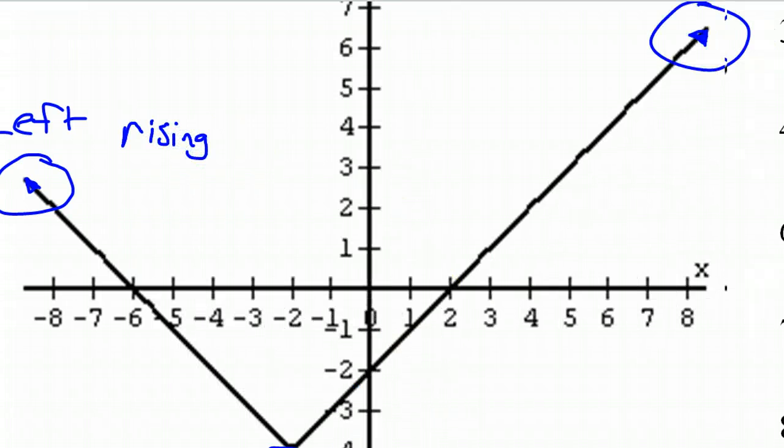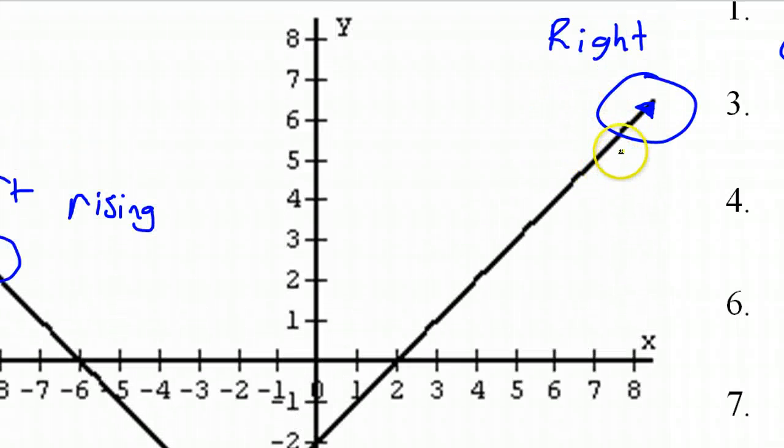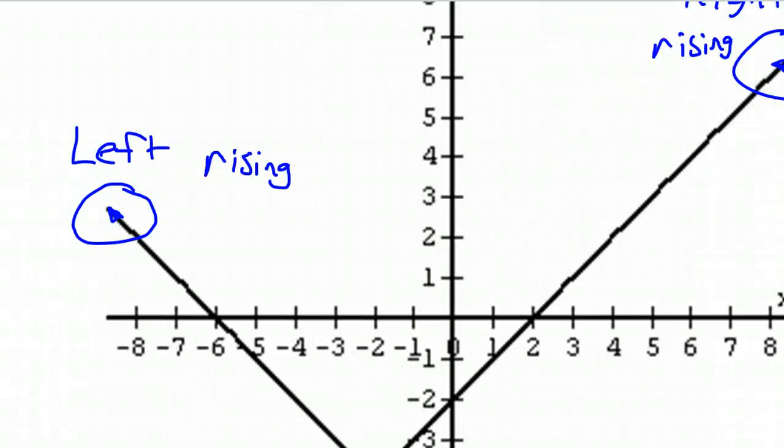Okay, what about on the right? What's happening here on the right? On the right, it's also rising. Okay, now how do we show that? If it's rising, I want you to think positive infinity. If it were falling, then it would be negative infinity.